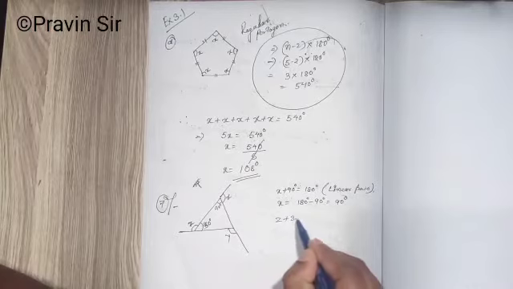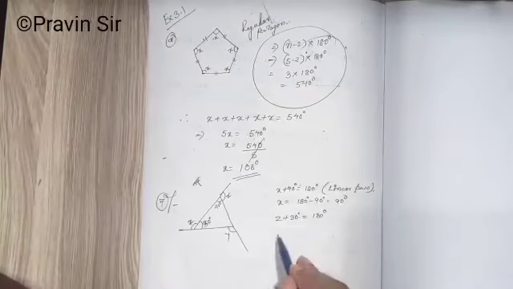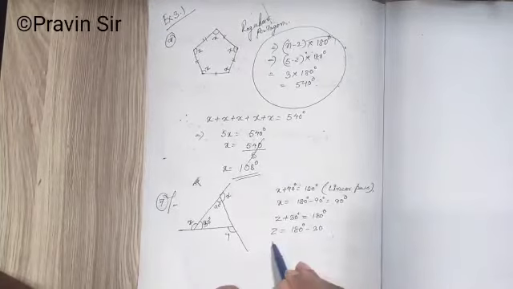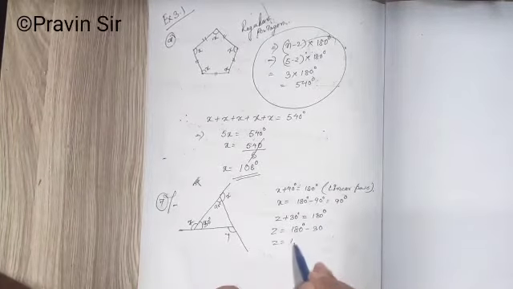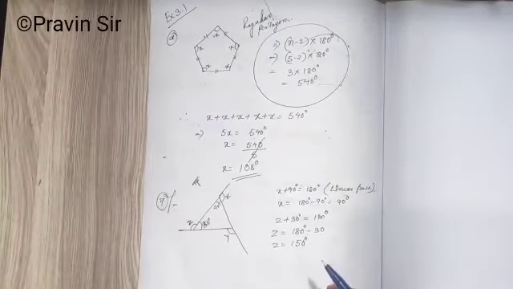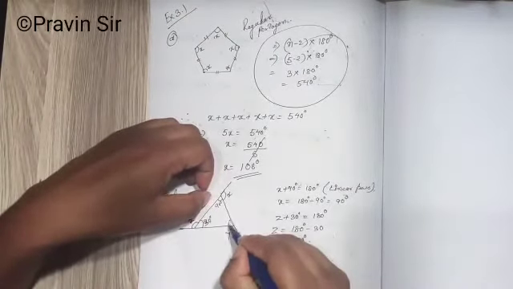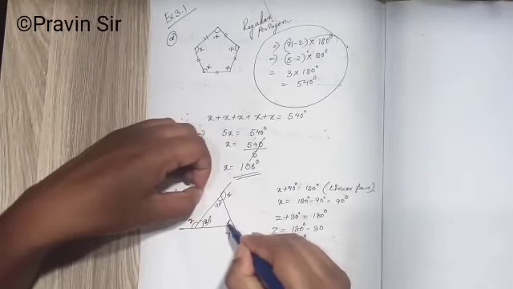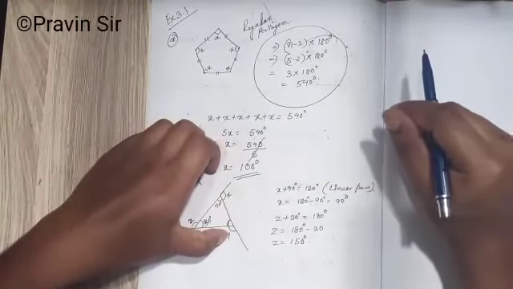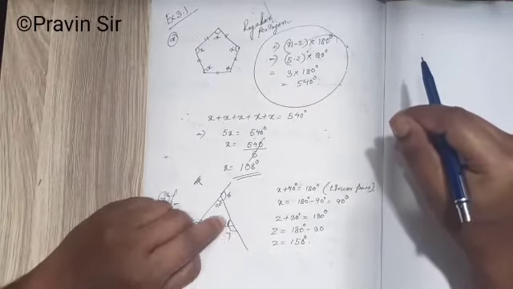Next, z plus 30 degrees is equal to 180 degrees. So z is equal to 180 minus 30 degrees, which is 150 degrees, correct? So this angle we got. Now we have to find out the value of this other angle. If we know this angle, we can very easily find out the value of y by using the linear pair property, correct?